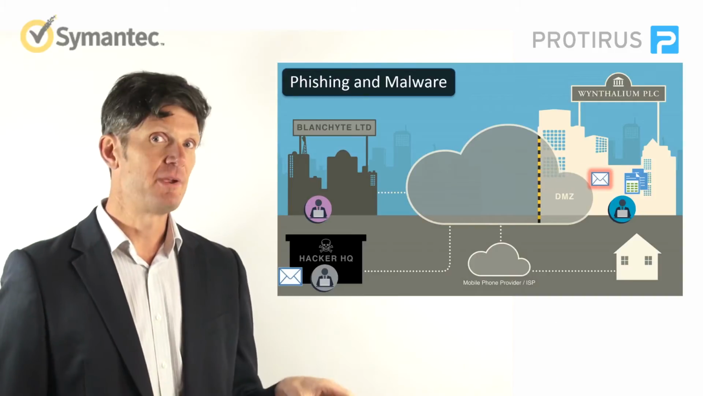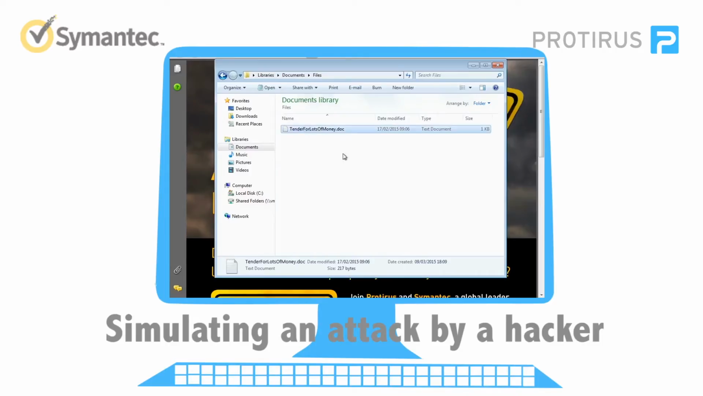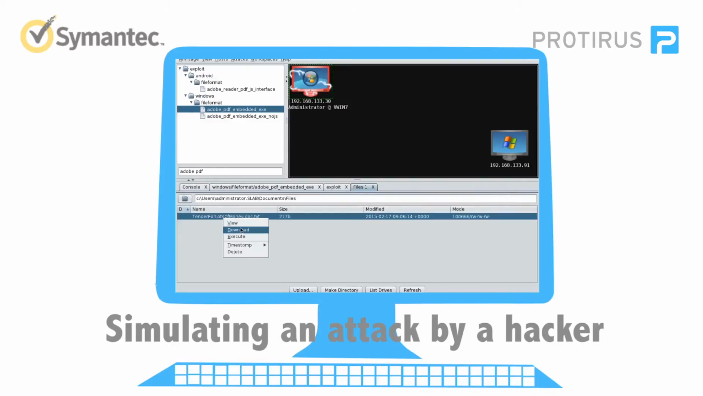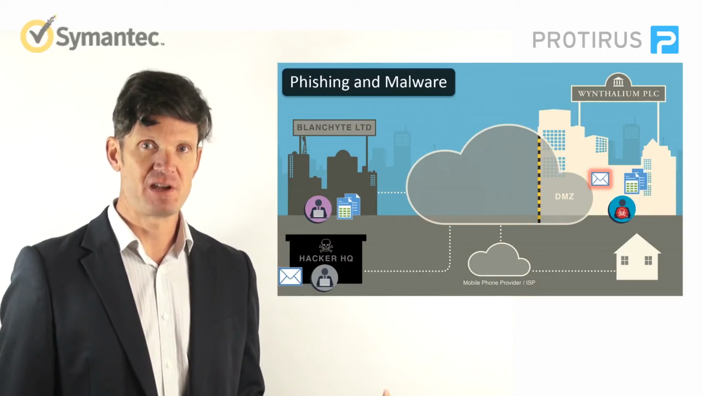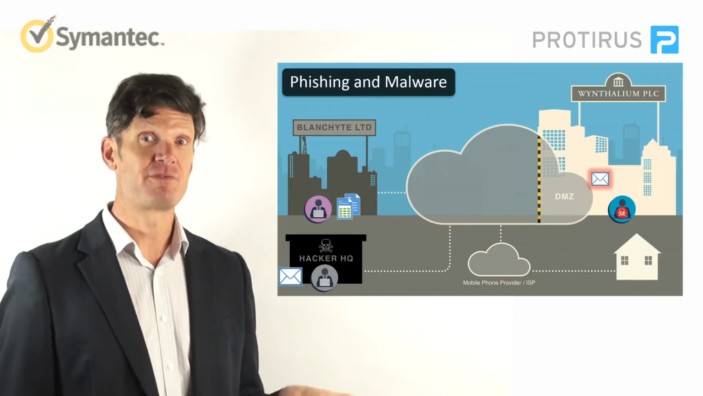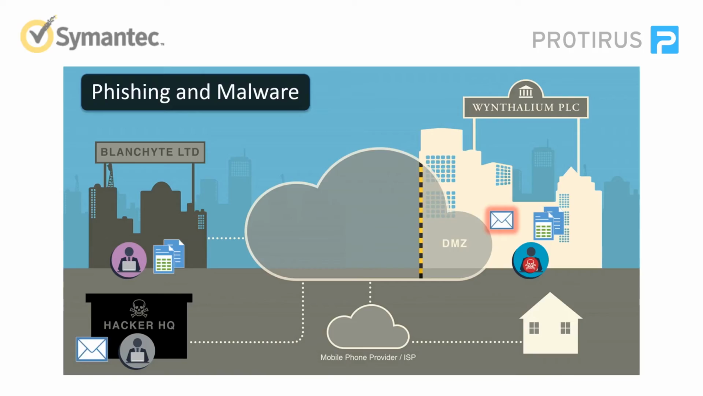We now go into their computer and we track down the information we want. So in this case we find the file with the bid information. However, in this particular case, Blanchyte are unable to undercut them. So they go back to Hacker HQ and say, we want you to disrupt the process. Hacker HQ says, no problem, we've got constant control of that machine, get back into it, delete the file, at which point Wynthalium missed the bid deadline and therefore Blanchyte win the bid.